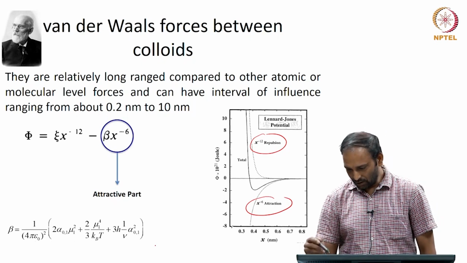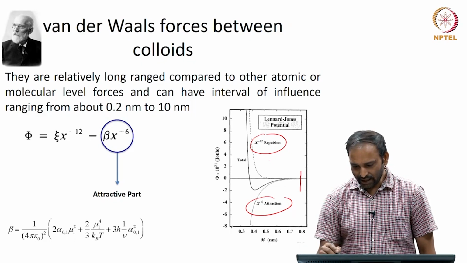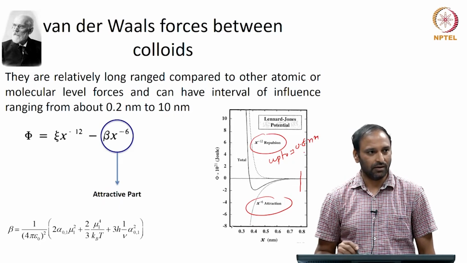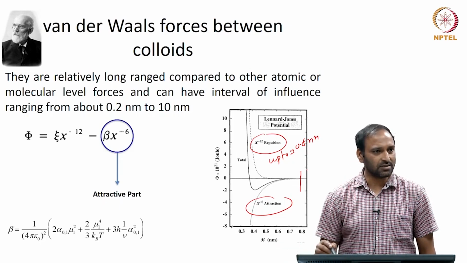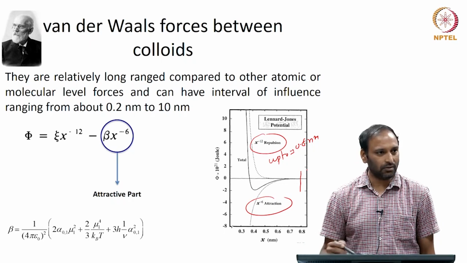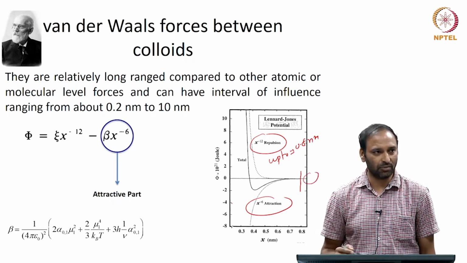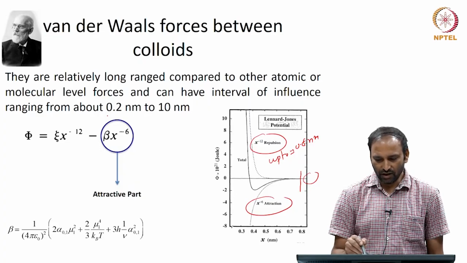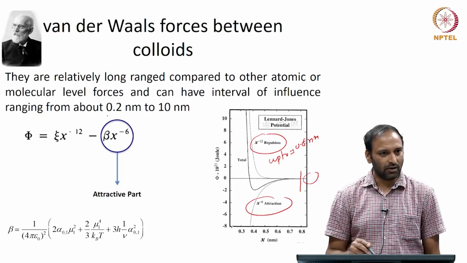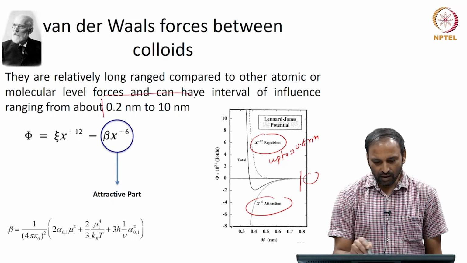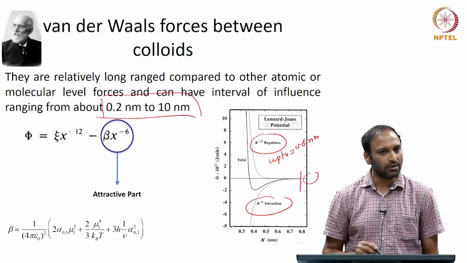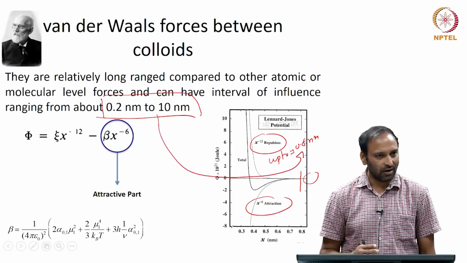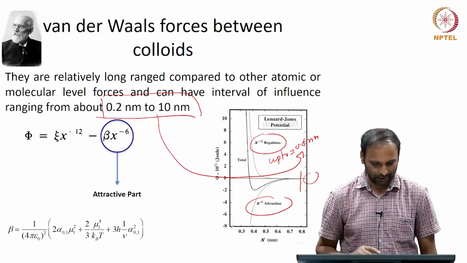And if I were to write what is the range of interaction, I can say it is up to about 0.8 nanometer. Beyond that distance, you do not have to worry about it, both the terms are essentially 0. That means you do not have to worry about these interactions beyond that distance. However, if you take van der Waals forces between colloidal particles, they have a range going from about 0.2 nanometer to 10 nanometer. Compared to 0.8 nanometer, they are more long ranged. That is the point that I wanted to make.